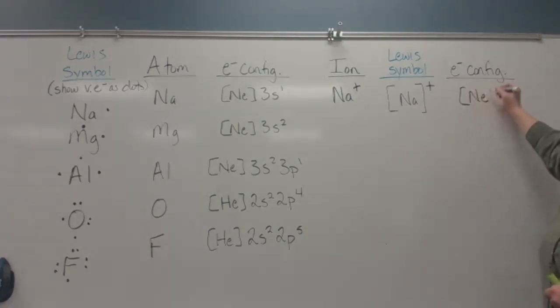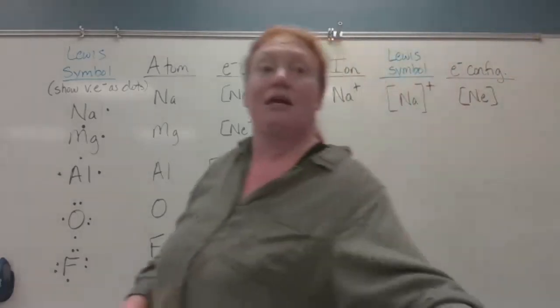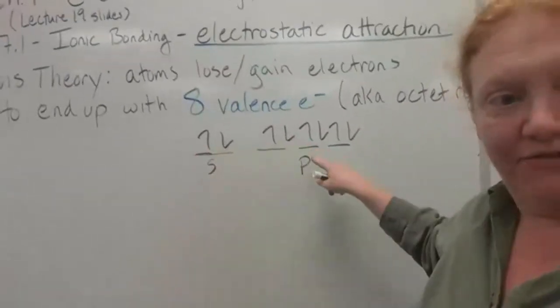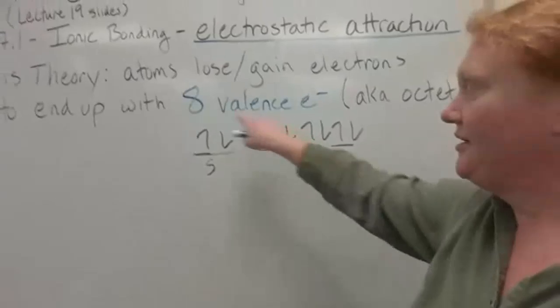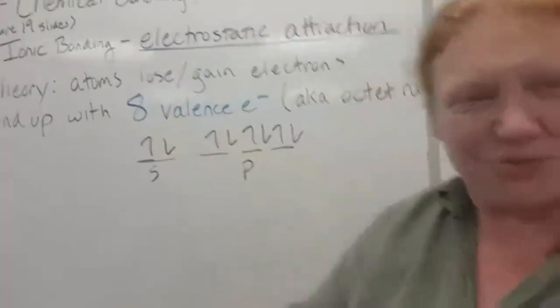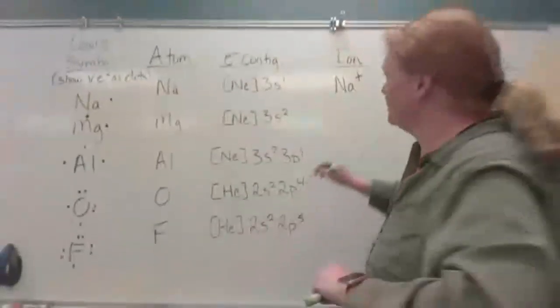And if I look at the configuration of the ion, it is just like a noble gas, meaning it does now have full, half, full. That's a total of 8. Okay, that's what it's trying to go for. So let's look at some of these other ones quickly.